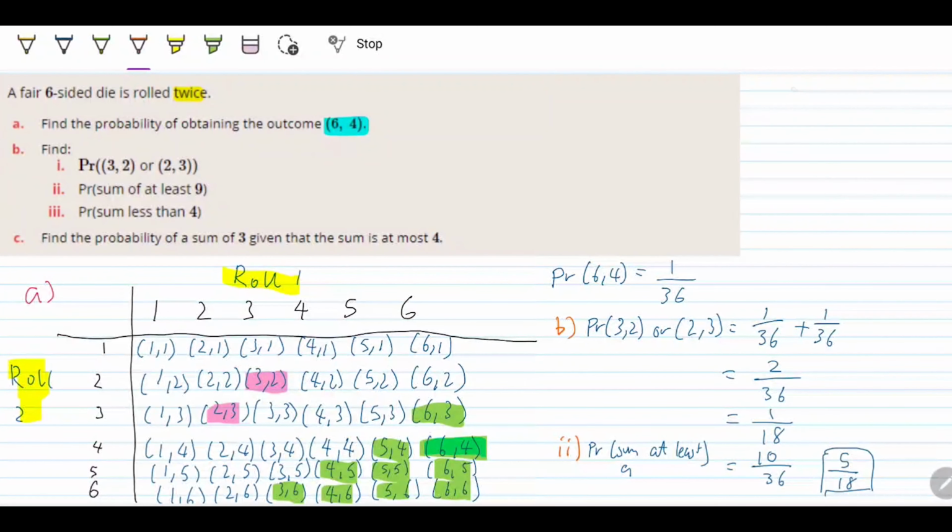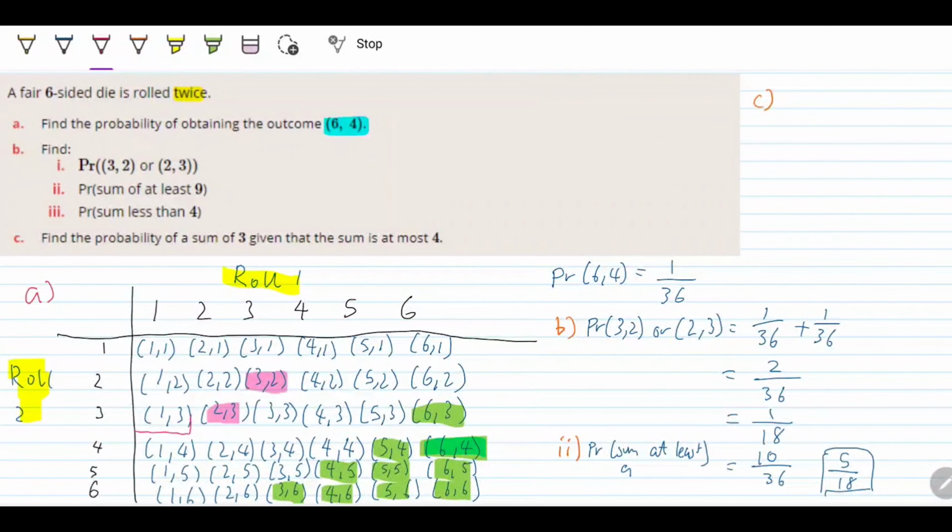Okay, let's look at part C. So we'll do this one up top. Part C is asking us to find the probability of a sum of 3, given that the sum is at most 4. So we cannot go higher than 4.